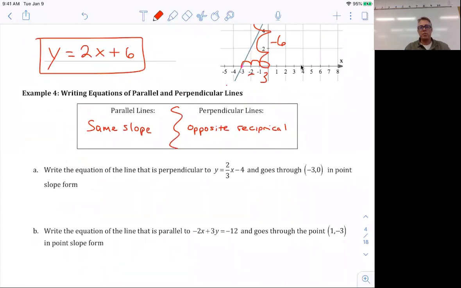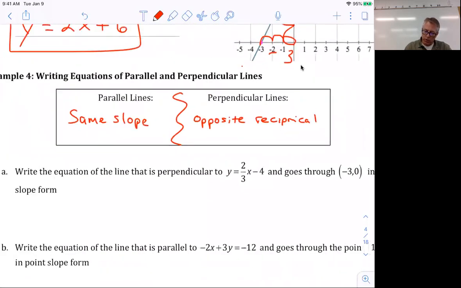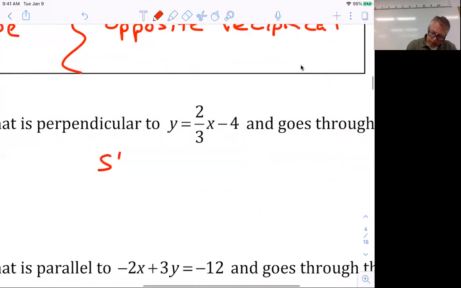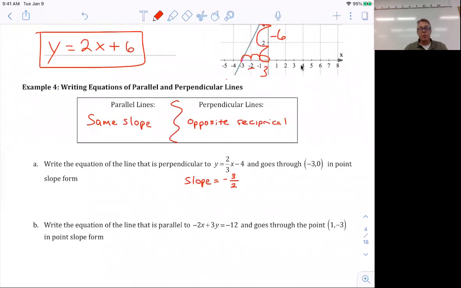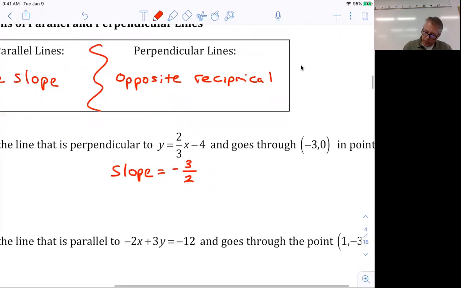So an opposite reciprocal means, opposite means if it's positive, you make it negative, or vice versa. And reciprocal means you flip it over. So for example, we're trying to write the equation of a line that's perpendicular to this guy. Well, I know that the slope of that is 2/3. So the slope of something perpendicular to that is -3/2. Okay, opposite, and then flip it over. We want it to be perpendicular to that and go through the point (-3, 0).